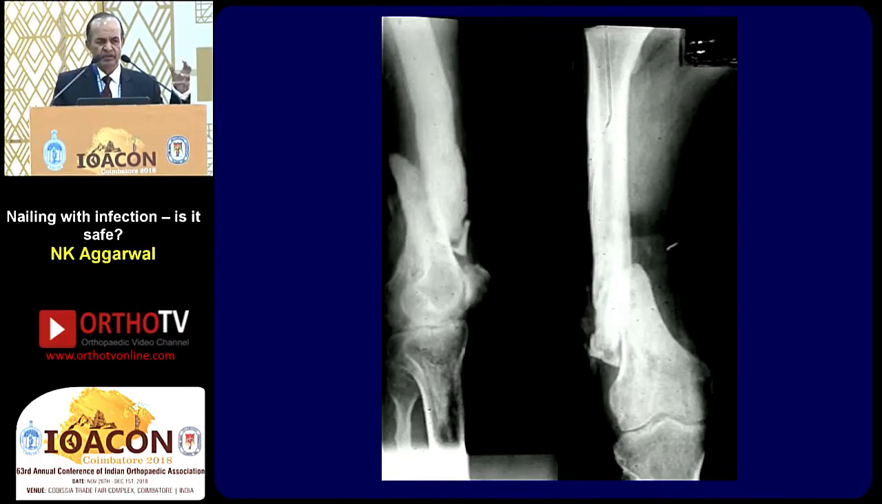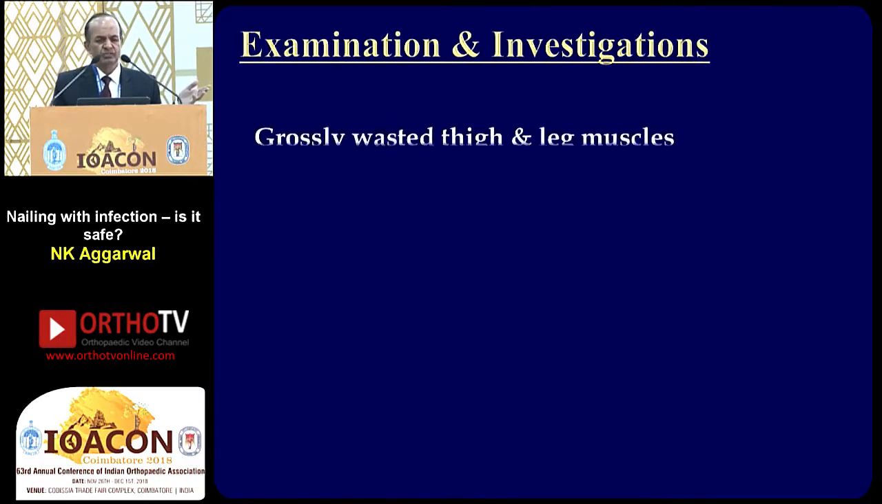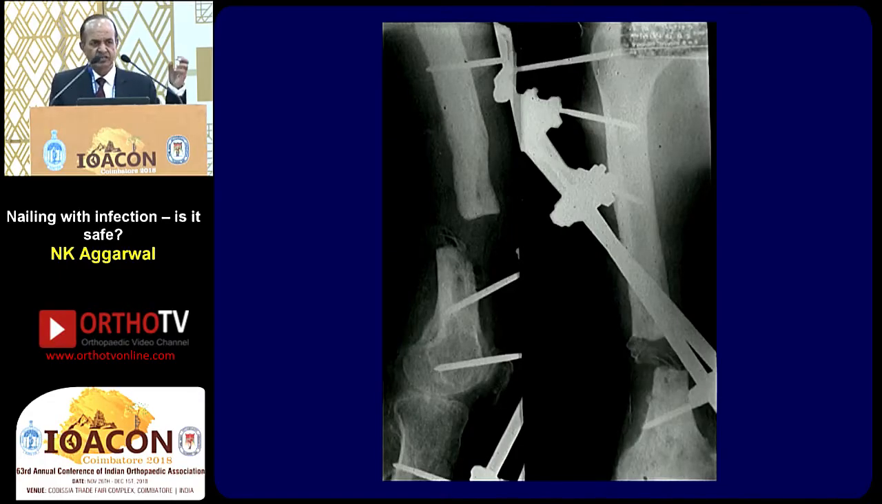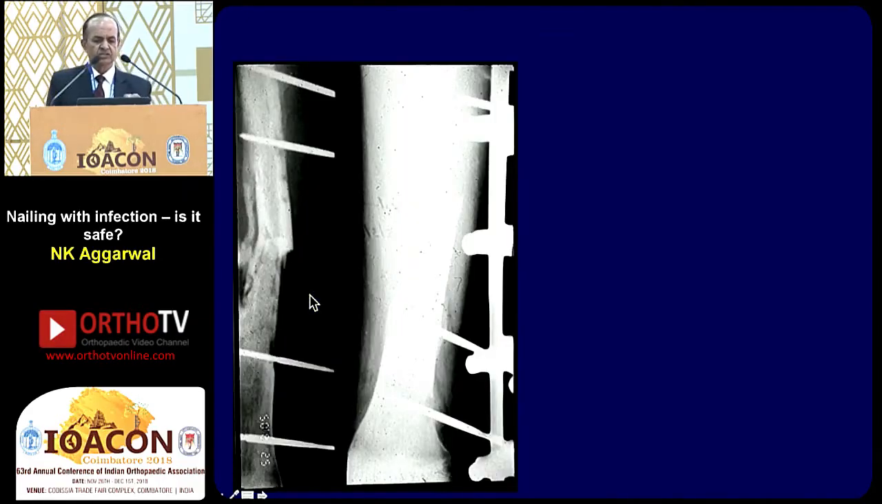And when we investigated him, there were draining sinuses, serous discharge. He proved to be tuberculosis. So we started anti-tubercular treatment. I will quickly go through cases. External fixation, this was 25 years back. External fixation, anti-tubercular treatment, and then nailing. Another case, this is about 20 years back. By this time, we had converted to antibiotic cement nails.